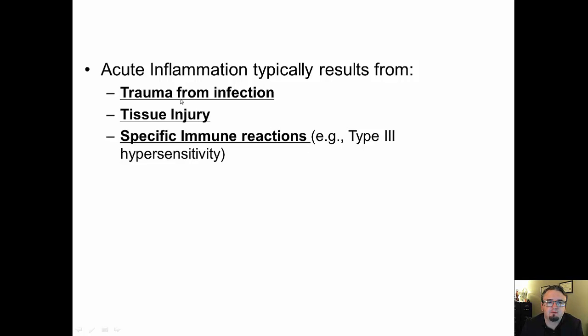And so as I mentioned, it can happen for a variety of reasons. Trauma from infection, injury, even one I didn't mention would be a certain type of immune reaction. And we'll talk about this in chapter 16 actually, but an example is like a type 3 hypersensitivity reaction. So these are a variety of different things that can cause it, some more common here. So we're really going to look at it in the next couple slides in response to really kind of an injury and infection simultaneously.